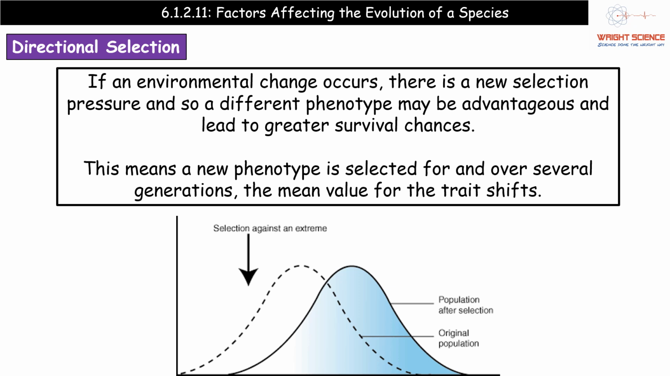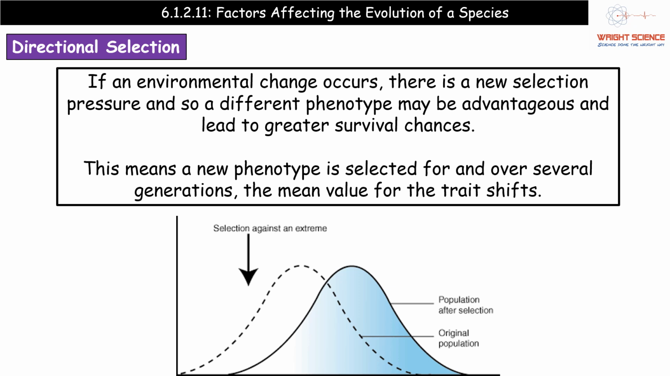Directional selection is our next type of selection, and this is what we're going to see if we get an environmental change occurring. When we get this environmental change, we get a new selection pressure, and as a result of this new selection pressure, a different phenotype may now be the advantageous one. So those organisms that demonstrate it will be more likely to survive, and therefore they will pass on that allele. Which means over many generations, we're going to see this new allele being passed on because it is now the advantageous allele, and as a result the frequency of it will increase.